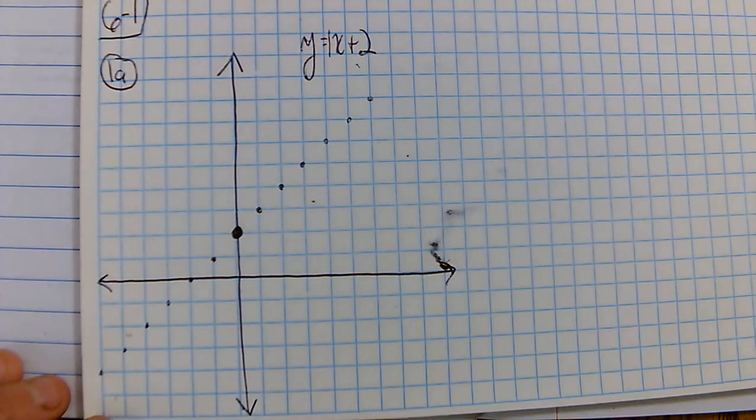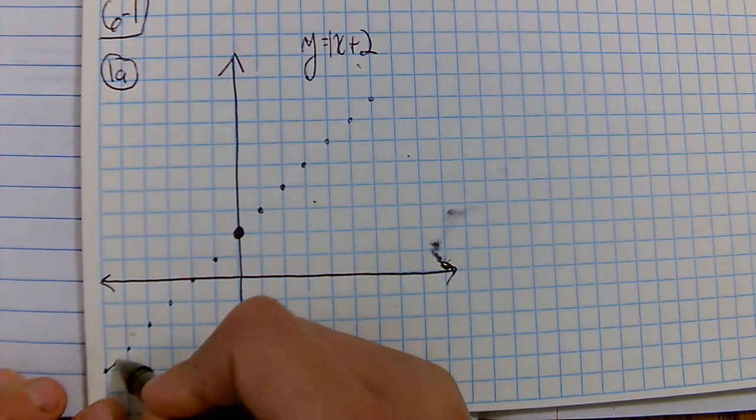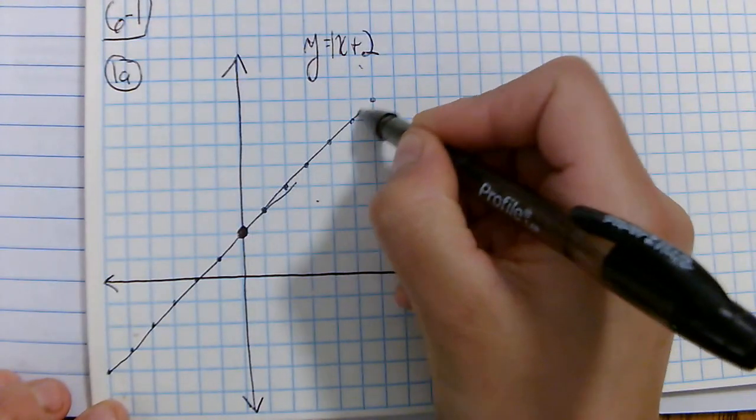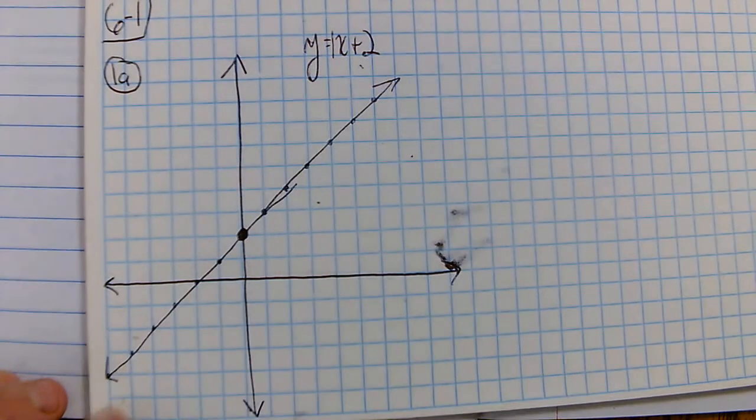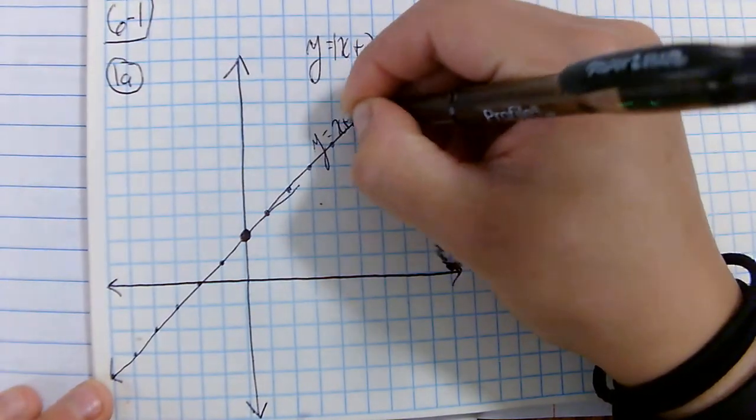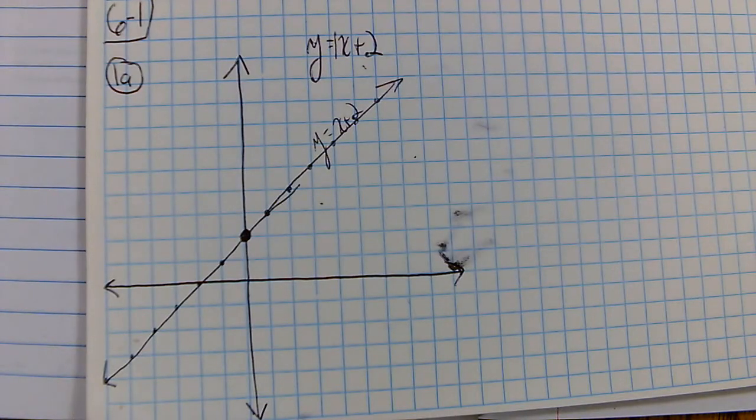Oh, I smudged everywhere. Oh, well. All right, and connect. There we go. Okay. All right, so that is my y equals x plus 2. I'm just going to label it so I remember which one I've done so far.